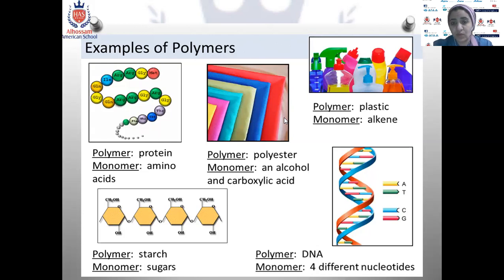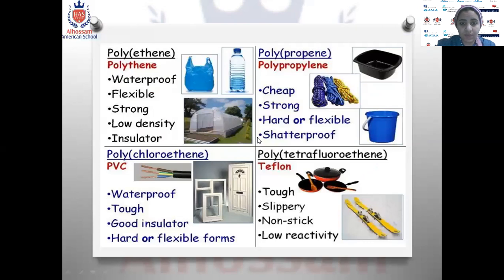Another example of a human-made polymer, plastic. The plastic is a kind of alkene. The monomers of the plastic are alkenes, with a double bond. This is also human-made. See another example, polyethylene, like plastic bottles and plastic bags.